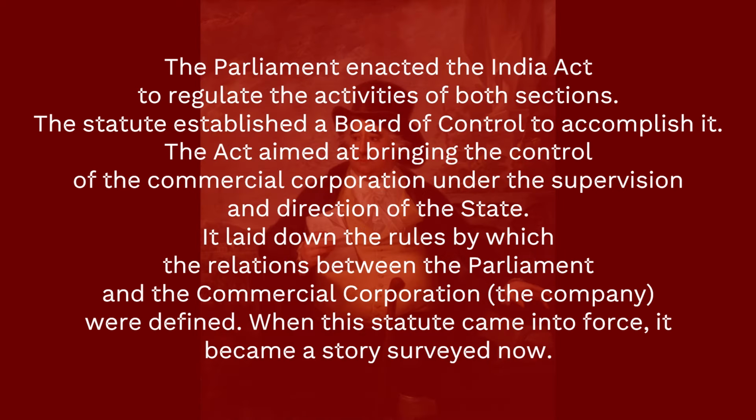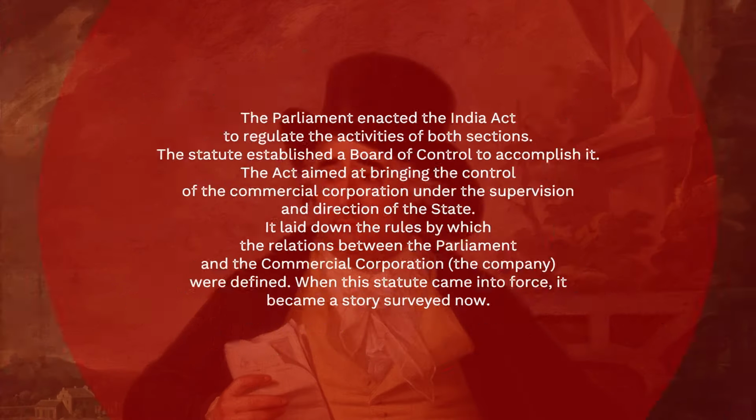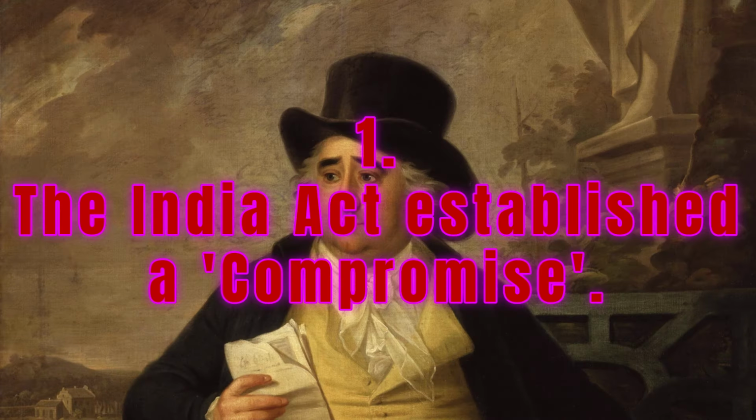The Act aimed at bringing the control of the commercial corporation under the supervision and direction of the state. It laid down the rules by which the relations between the Parliament and the commercial corporation, the company, were defined. When this statute came into force, it became a story surveyed now. 1. The India Act established a compromise.